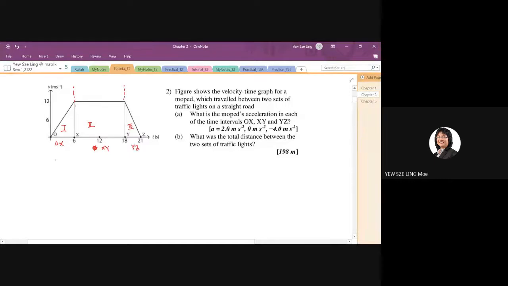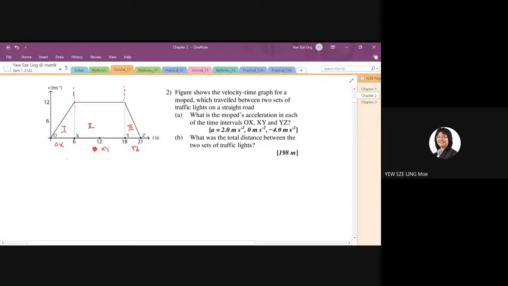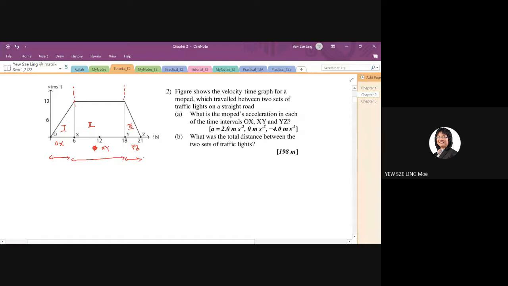So from 0 until 6, you can use one equation. 6 until 18, you use one equation. 18 until 21, you use one equation. You cannot straight away calculate from 0 until 21 with one equation. That is impossible. The main reason is that the direction of motion changes, and now you are looking at vectors. So when you're looking at vectors, you need to take into consideration the directions, and what happens to it.